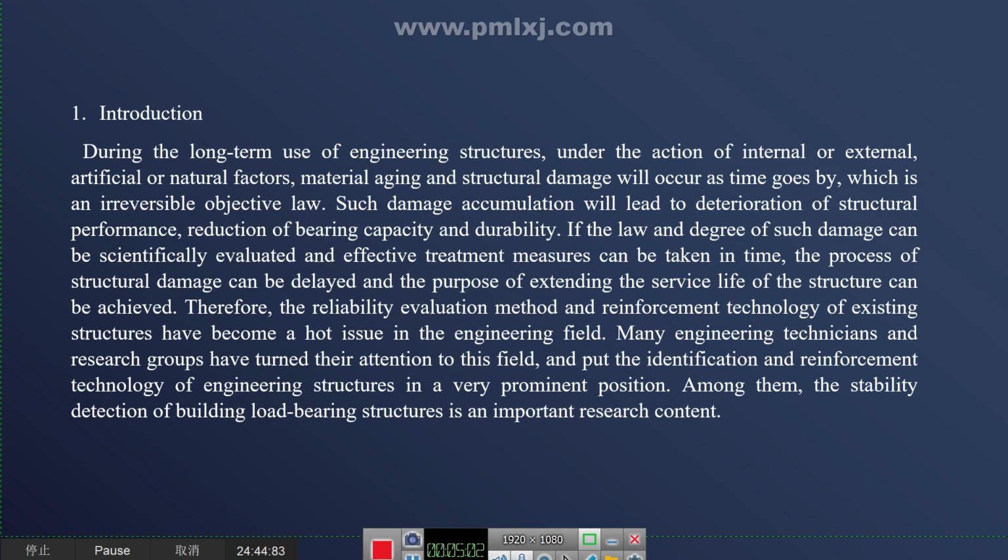Many engineering technicians and research groups have turned their attention to this field and put the identification and the reinforcement technology of engineering structures in a very prominent position. Among them, the stability detection of building load-bearing structure is an important research content.